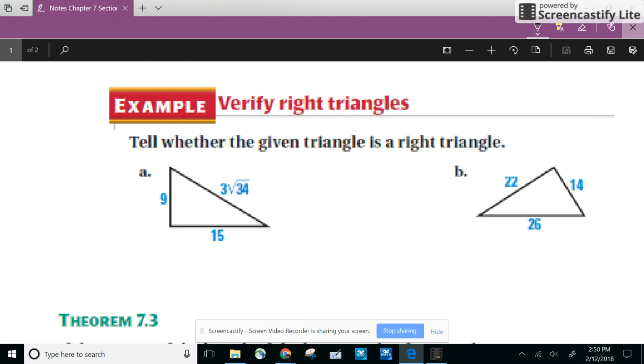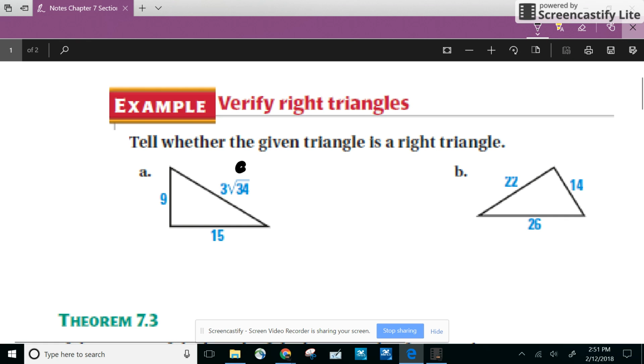3 squared root of 34. It's a little hard to know maybe if that's the biggest side or not. It certainly looks like it. But if I type that in the calculator to get a decimal approximation, I see that it's about 17.49. Now, I won't actually use that info, except to know that yes, 9 and 15 are smaller than that. So that was in fact the biggest side, so we're going to use that as the C.